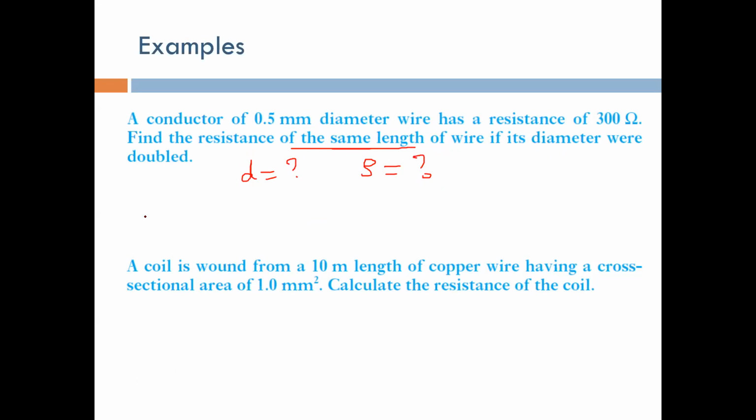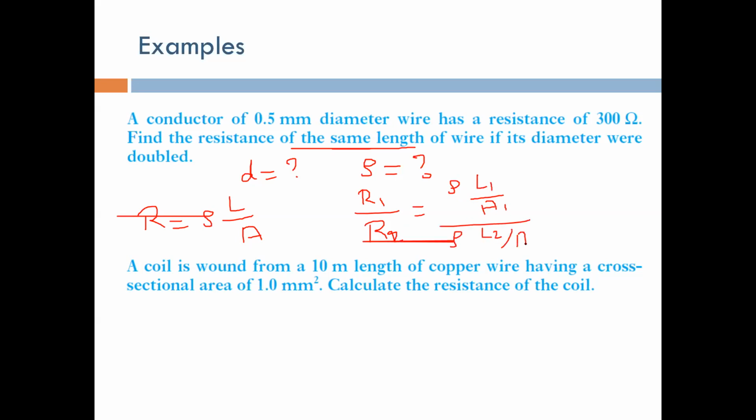So if you look at the equation, R equals rho L over A. If you have R1 and R2, and it's exactly the same material and exactly the same length, then R1 over R2 will be equal to rho L1 over A1 over rho L2 over A2. Here rho is exactly the same between the two, and L is exactly the same. So it's going to be A2 over A1.